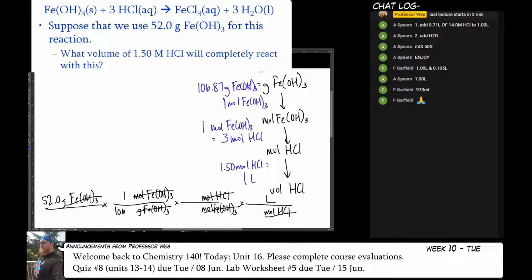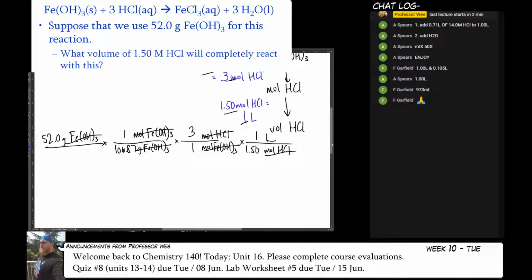So in 1 mole, there are 106.87 grams, like we set up here. For every 1 iron 3 hydroxide we put in, we also need 3 HCl. And then 1.50 moles per liter. And what does the calculator say? 52 times 3 over 106.87 times 1.5. 973 milliliters of solution, or 0.973 liters, whichever one you want to use. So there you go. That's the answer.